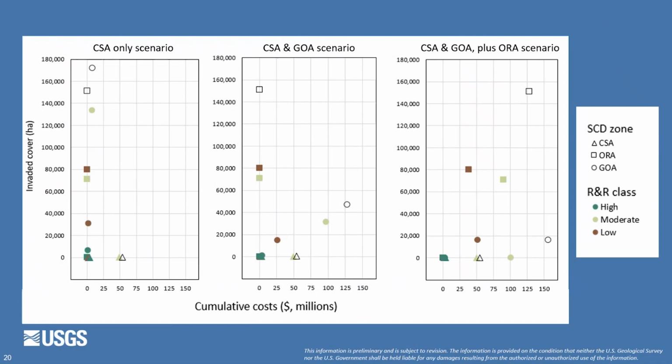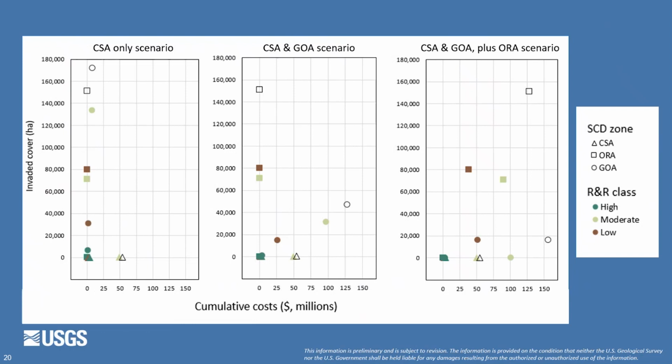And I'm sorry, I should explain the axes real quick. The x-axis is the cumulative cost over 30 years of treatment. The y-axis is the invaded cover in the last 5 years of the simulation. So this is trying to show the effect over 30 years of implementing all this. And we're able to bring those core sagebrush areas to no infestation left.